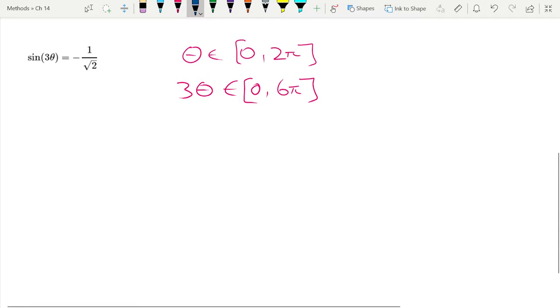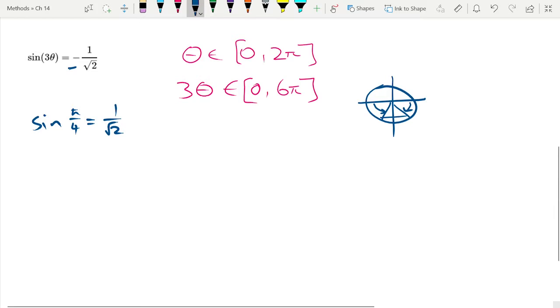So we know sine of pi on 4 equals 1 on root 2, which is our first quadrant angle, and in the question we've got a negative 1 on root 2. So sine is negative in the third and fourth quadrants, so we want to go pi on 4 away from the x-axis in both the third and fourth quadrant.